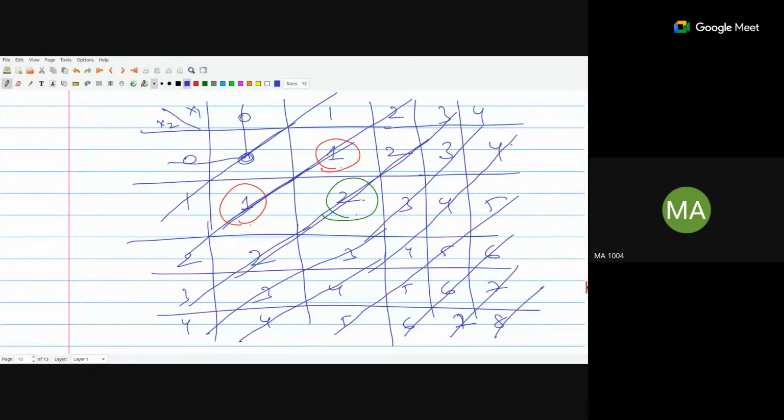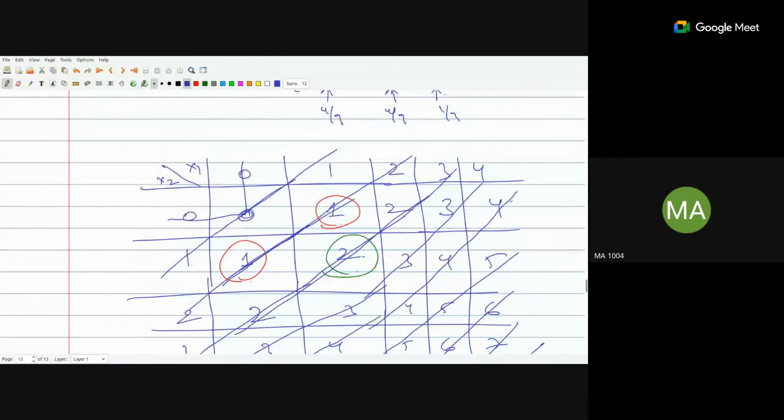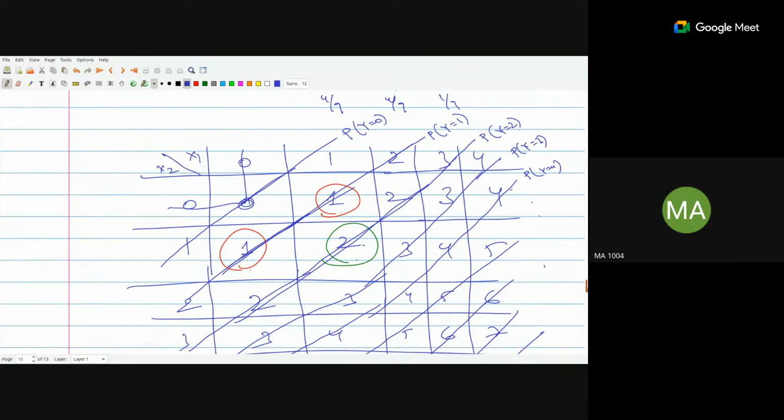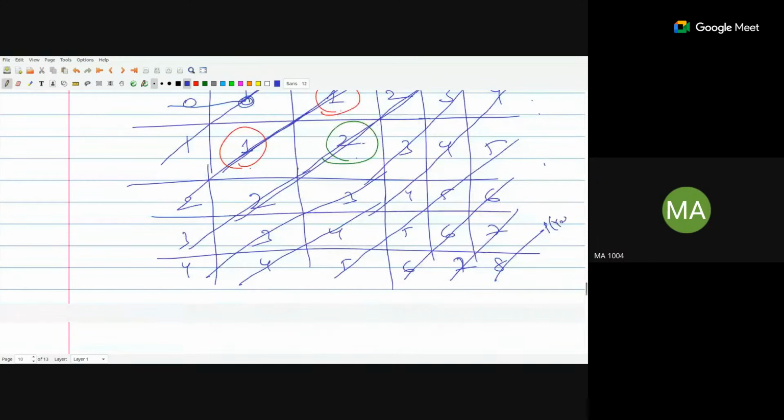So if you want the PMF, this is what the PMF will be. If you add up all the probabilities in this line, that will give you the probability that y is equal to 0. If you add all the probabilities in this line, that will give you the probability that y is equal to 1. If you add these probabilities, it will give you the probability that y is equal to 2. For the sum 3, probability that y is equal to 4, like this, till the probability that y is equal to 8.